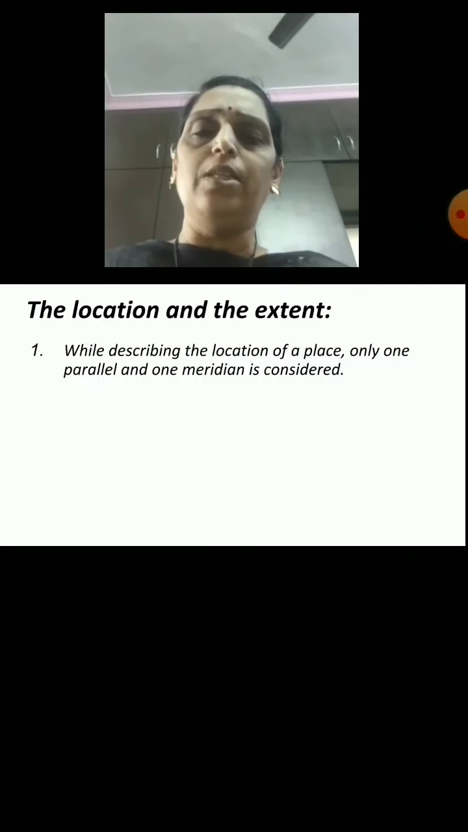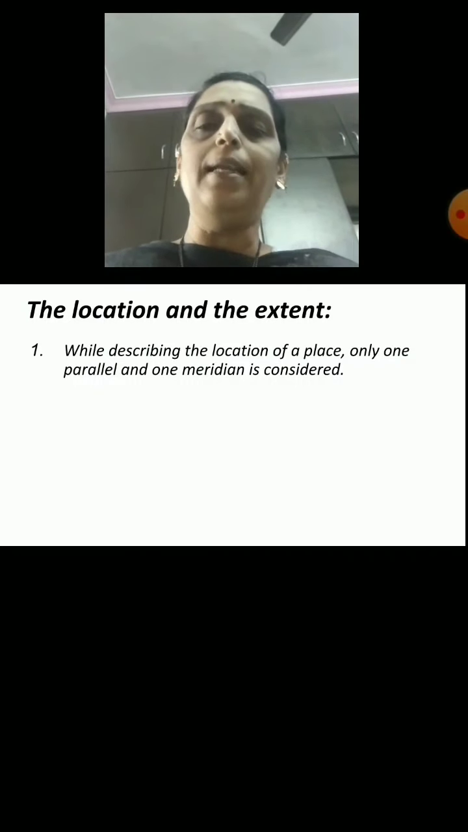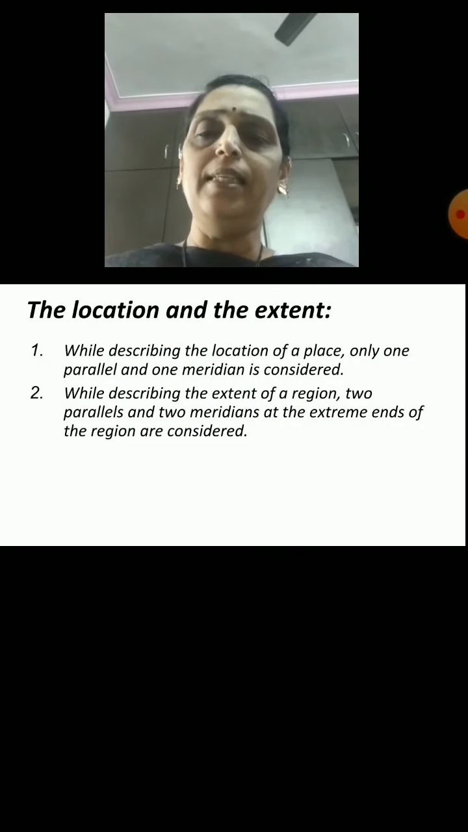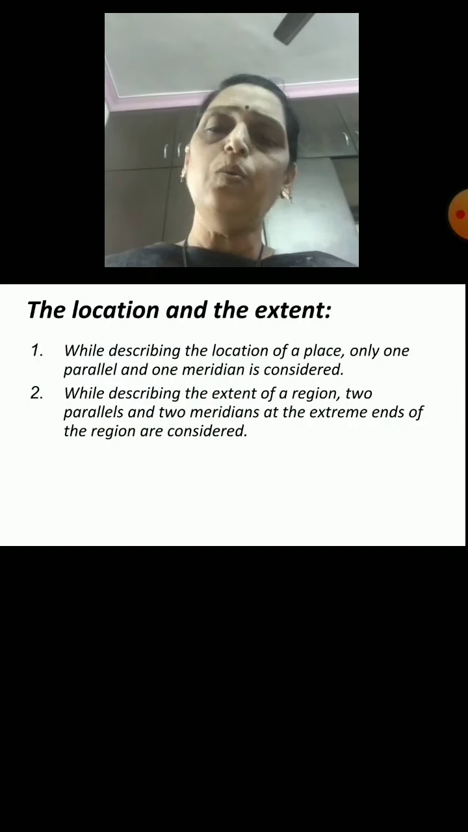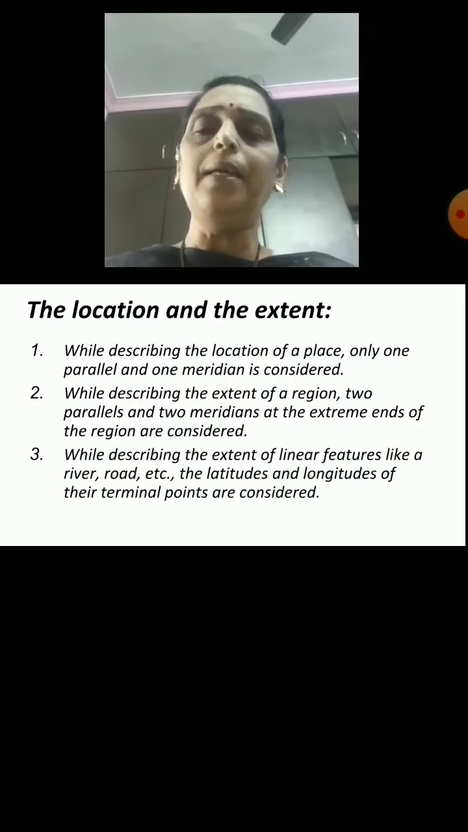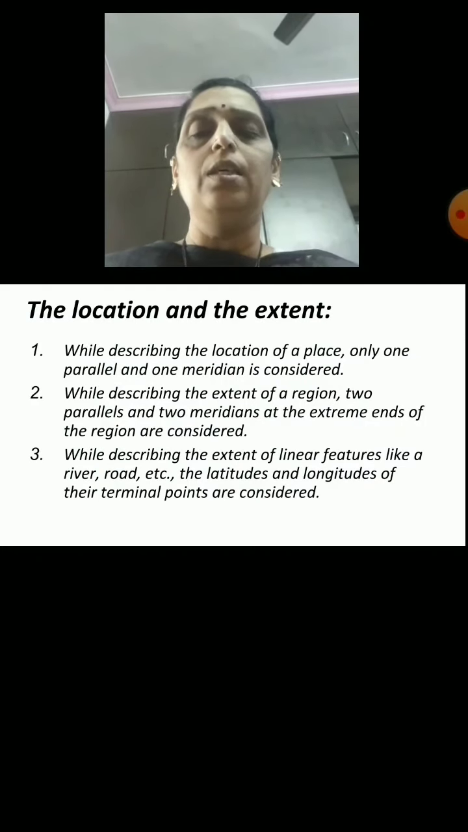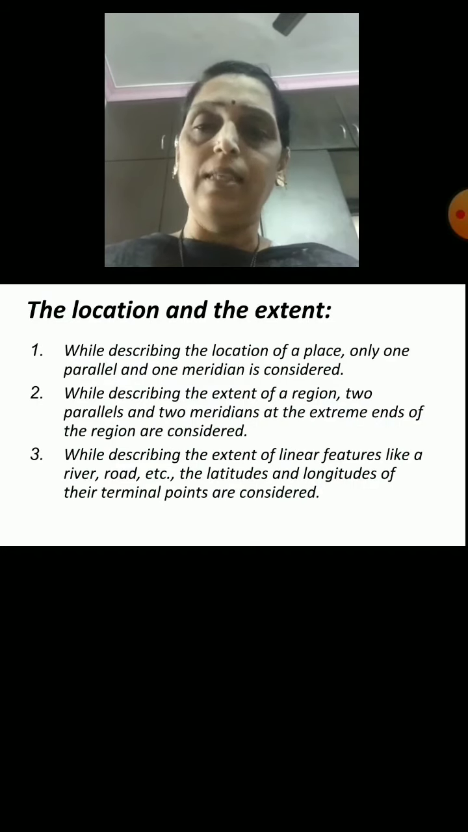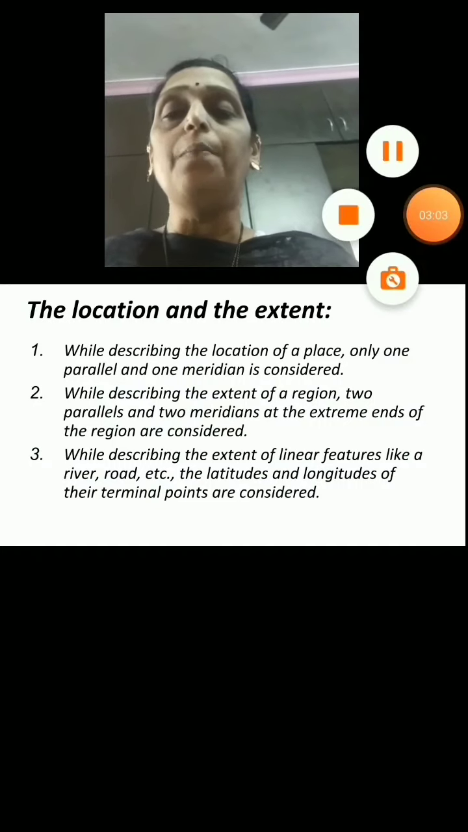While describing the location of a place, only one parallel and one meridian is considered. While describing the extent of a region, two parallels and two meridians at the extreme end of the region are considered. While describing the extent of linear features like a river, road, etc., the latitude and longitude of their terminal points are considered. Terminal point means the end points.